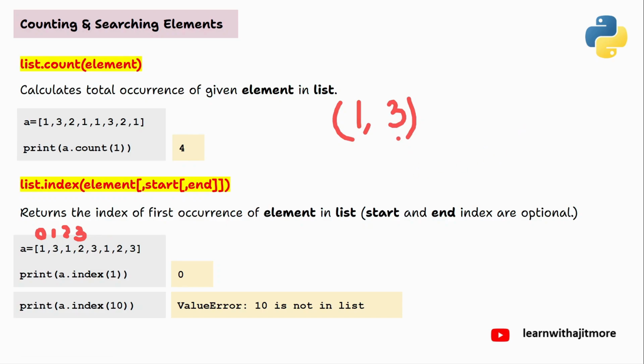I have given only start, not end. So if you give start and not end, then it goes till the end of the list. So where will it start from? From 3 till the end of the list. So from 3 till the end of the list, where is 1 present? At 5th position. So it will return 5.